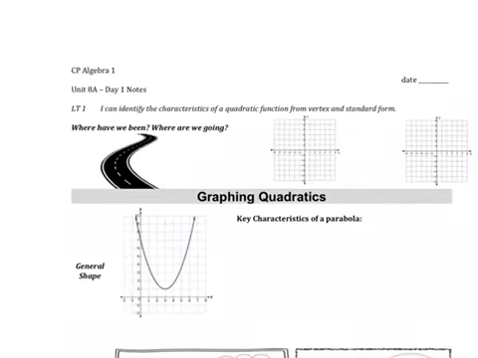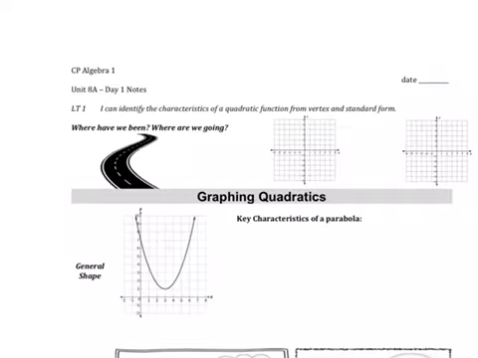Alright guys, so now that you've had an opportunity to look at the Unit 8 introduction activity, a little bit of an exploration kind of thing for you, to get a feel for what we're going to be doing in this unit. Obviously you guys have figured out by now we're going to be working with quadratic equations and how to graph them.